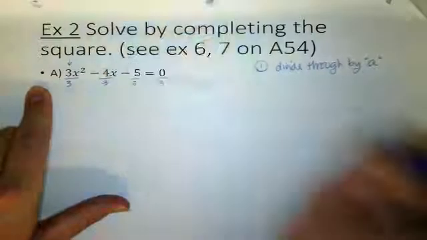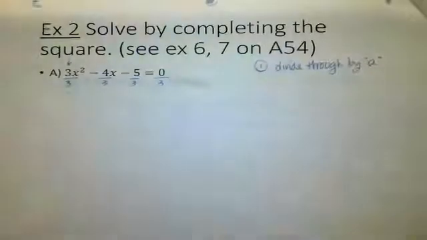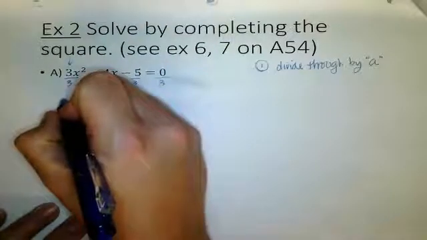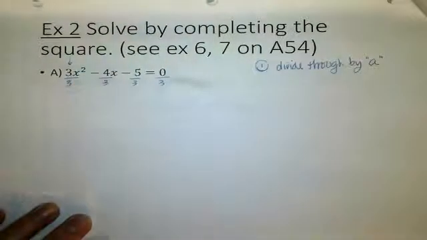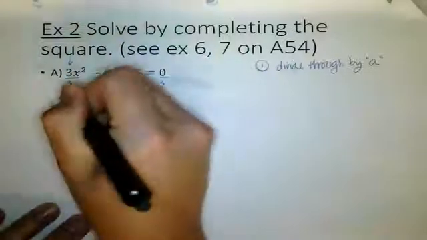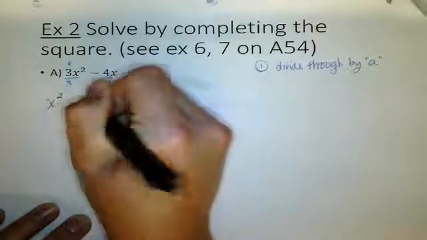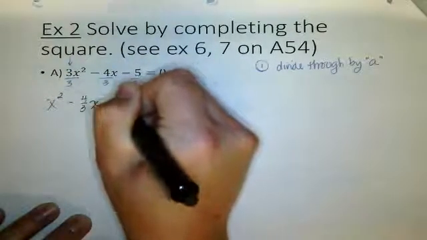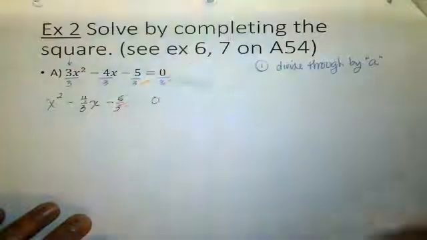Divide everything through by 3. Is that allowed? Is it legal to do that? Yeah, as long as I do it everywhere, it's allowed. So that gives me x squared minus 4/3 x minus 5/3 equals 0.